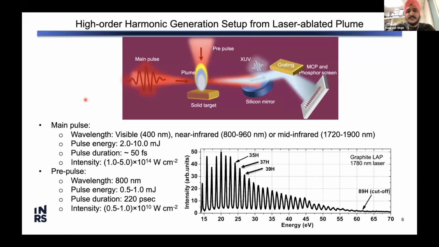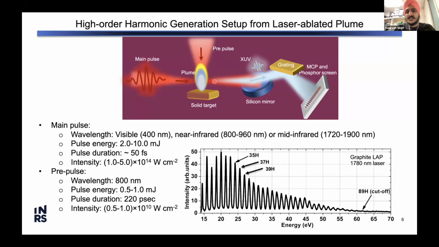This is the schematic diagram of the experimental setup for generating harmonics from a laser-ablated plume. We have a solid target, and from one direction, we focus a laser pulse, which we call the pre-pulse. This intense pulse, when focused on the solid surface, will generate the laser-ablated plume. Then from the orthogonal side, we focus another laser pulse near the plasma, near the laser-ablated plume, and we get the generation of high-order harmonics collinearly with the incident driving laser.